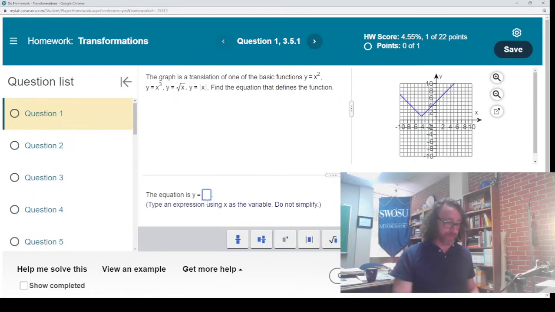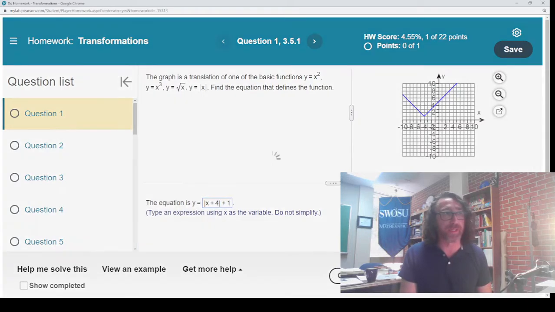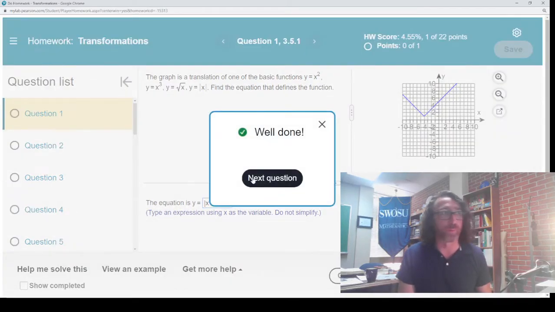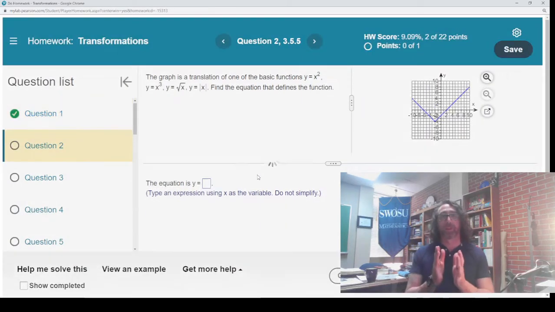What we do is, instead of absolute x, we want absolute x plus 4. Remember, replacing x with x plus something actually moves you to the left. If you replace x with x minus something, that's what moves you to the right. Now, we can see also the graph is shifted up 1 unit, so we do a plus 1 right there. We'll click check answer, and wonderful, we got it.